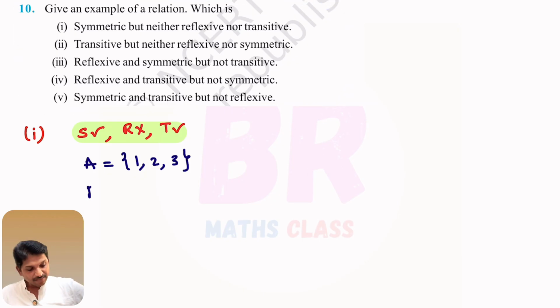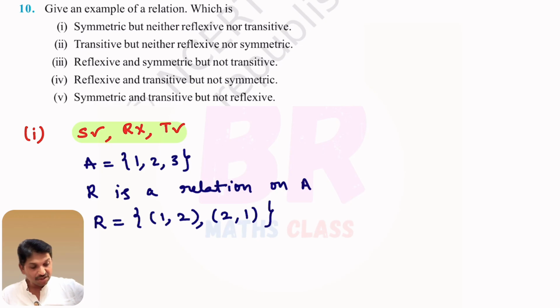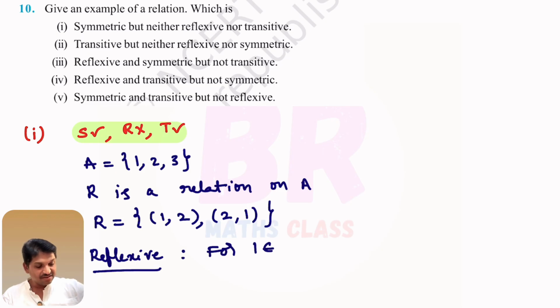Okay, I have taken set A and I am saying that R is a relation on A. I'll define a relation like this: R equal to, as they are saying it is symmetric, I'll take (1, 2), (2, 1). Because in the question they are asking to show that it is symmetric but not reflexive, not transitive. You observe, is this relation reflexive? In your board exam, you need to write steps like this: reflexive. 1 is there in set A, but (1, 1) does not belong to the relation. Is (1, 1) there in this relation? No. Because of this reason, I can say that this relation is not reflexive.